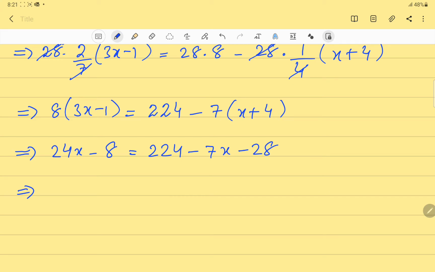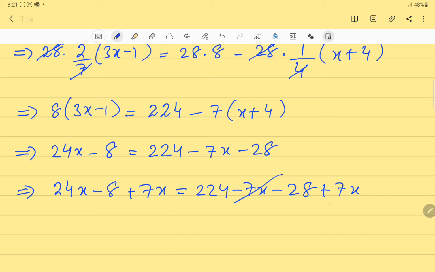Now we will add 7x on both sides. 24x minus 8 plus 7x is equal to 224 minus 7x minus 28, and we add 7x on both sides. So this 7x goes with this 7x and we are left with 31x minus 8 is equal to 224 minus 28, which is 196.